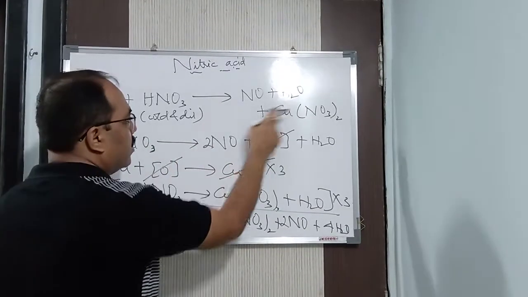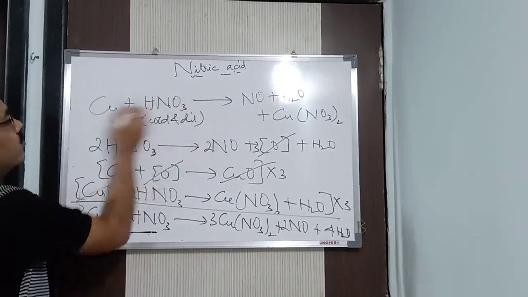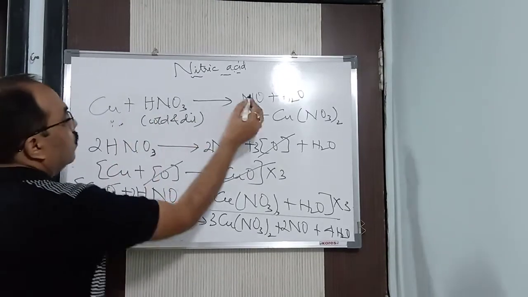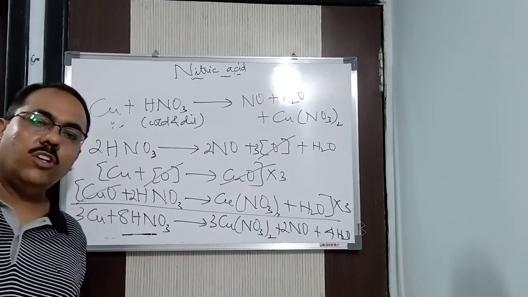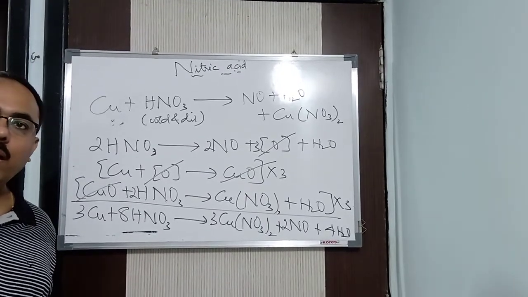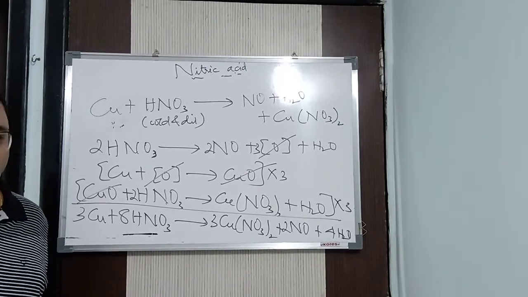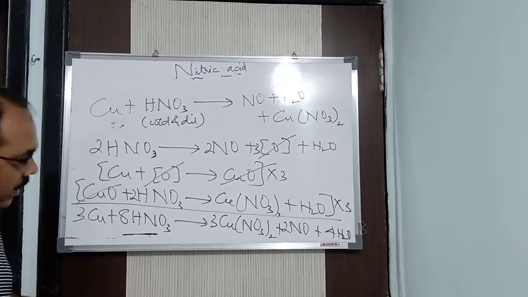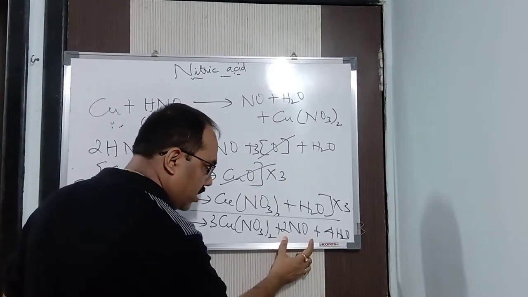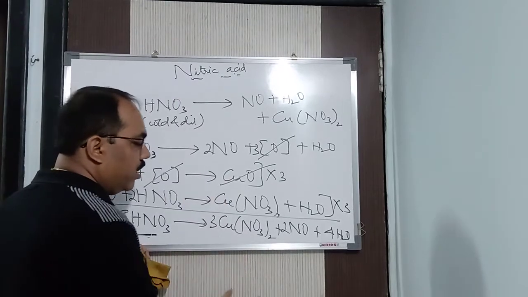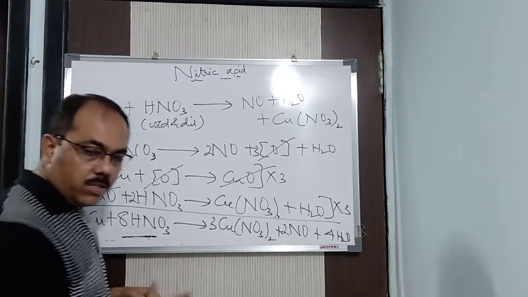Here also you got the same thing: NO plus water plus copper nitrate. Now you have to balance it. You have to sit and balance 3, then 4, then 2. That is the hit and trial method. But in this way, which I am doing, you do not have to go for hit and trial. You can write down the answer directly once you write the stepwise reactions. So if I take hot and concentrated, I will get the same thing except nitrogen dioxide. And if I take cold and dilute or moderately concentrated, I will get nitric oxide. Otherwise, the rest of the product is the same.